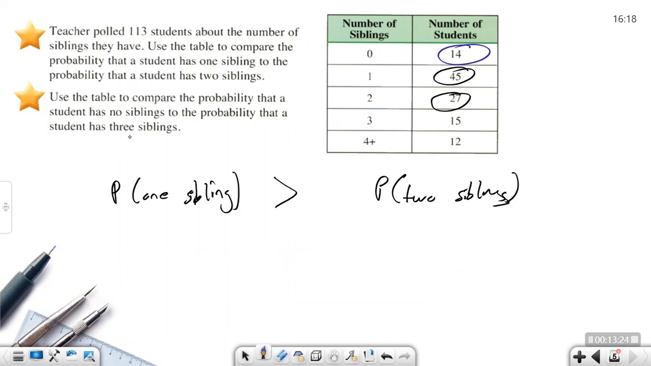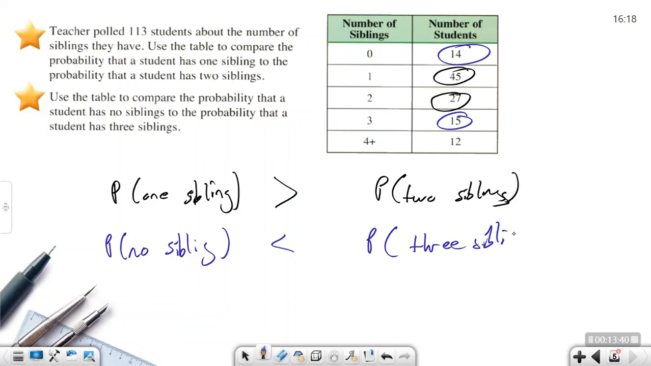And the probability that a student has three siblings: 15. 15 is more than 14, so you can say the probability of no siblings is less than the probability of three siblings. That's how we compare which one has greater value. It has more chance, of course. That's how we compare the probability.